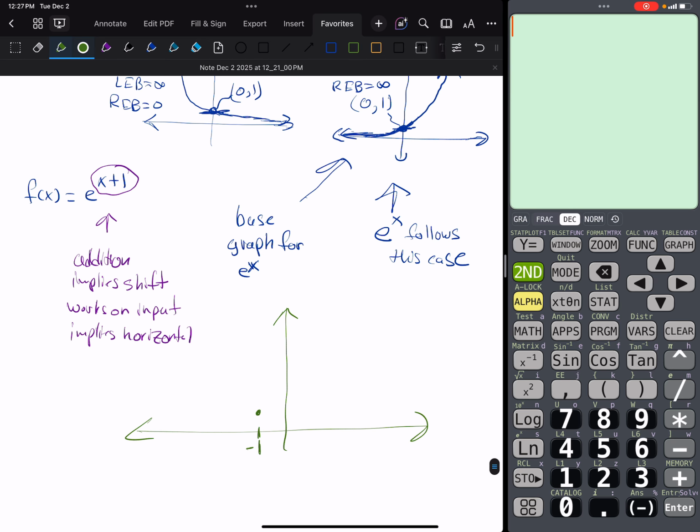And then e to the 1, right? If I put in x is 0 here, e to the 1 is actually going to be e. And so if I've got a point of 1 there, and then a point of 2 there, and a point of 3 there, I'm going to put a point here like 2.8-ish, or 2.7-ish, and call that e. And then my graph here is going to grow exponentially. And that's a decent sketch of e to the x plus 1.